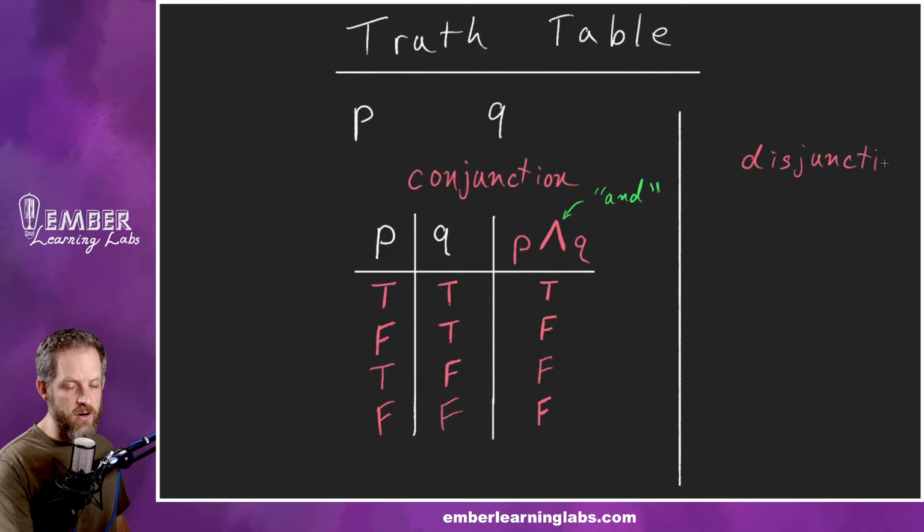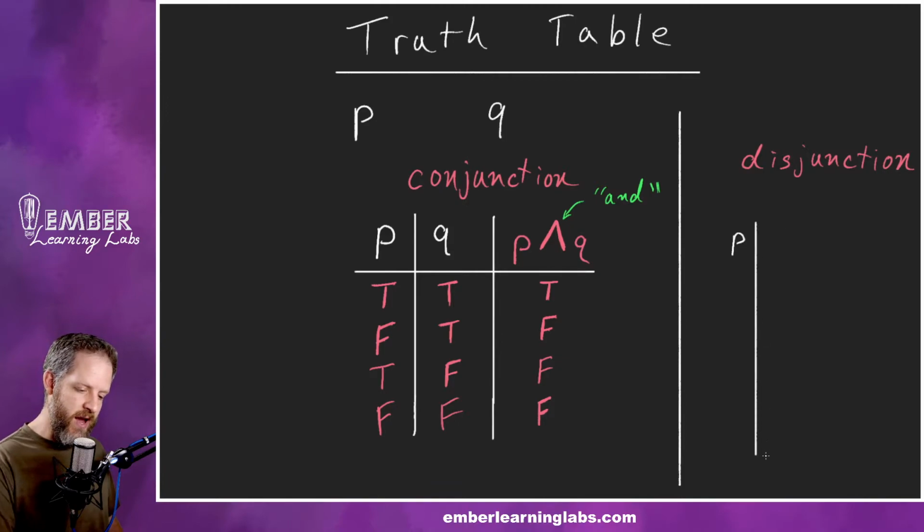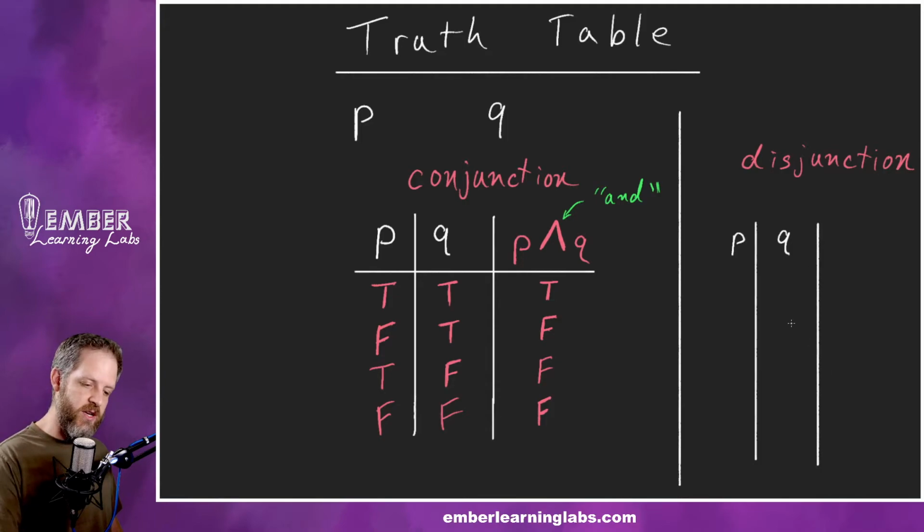Now, what was the word for a disjunction? It was "or," right? So the truth table looks like this. We have our different possible statements. We have statement P, we have statement Q, and then we have the result, which is P or Q. I'll write that here in just a second.